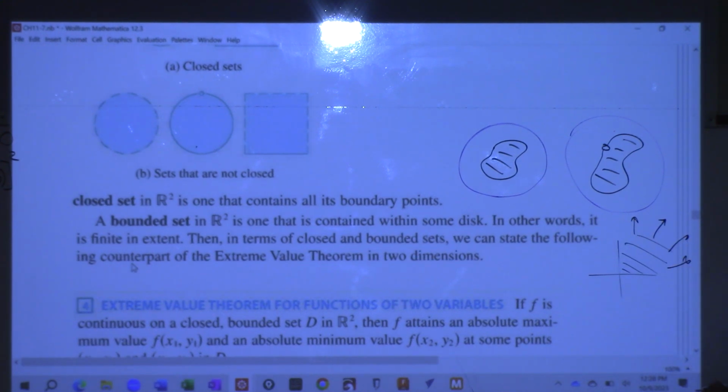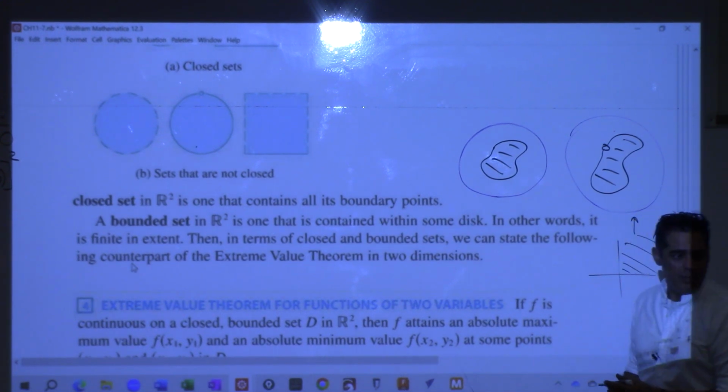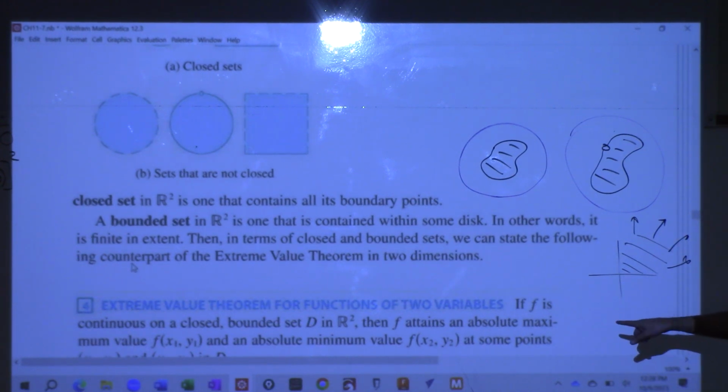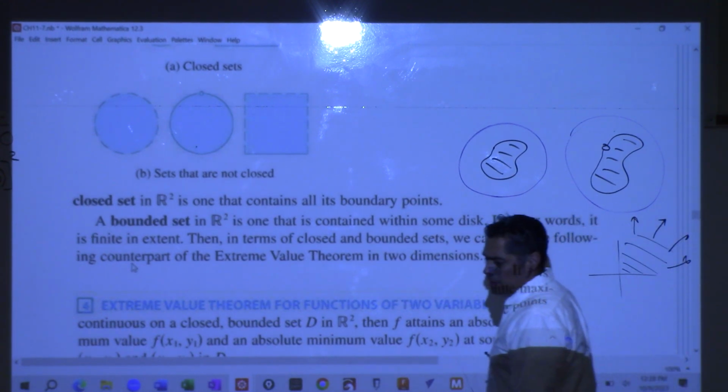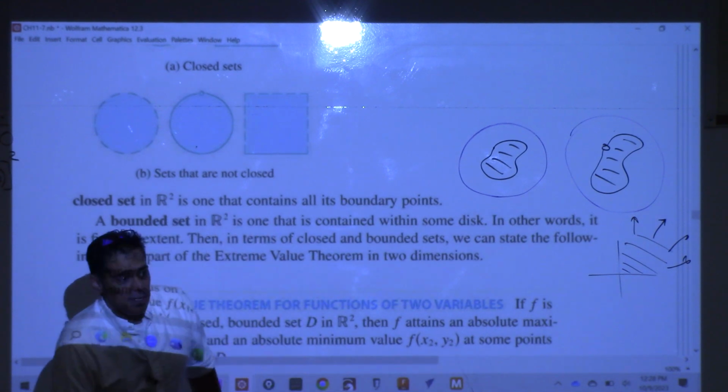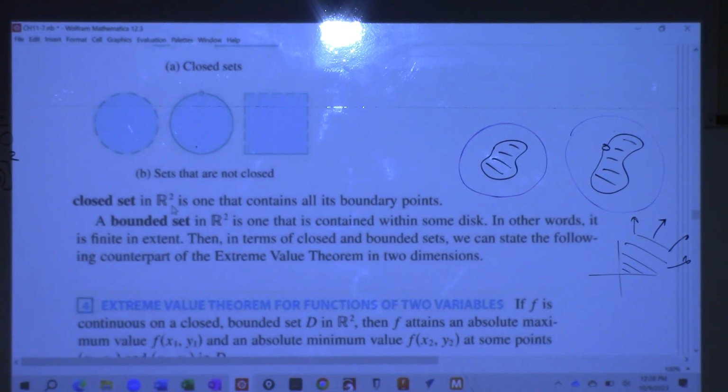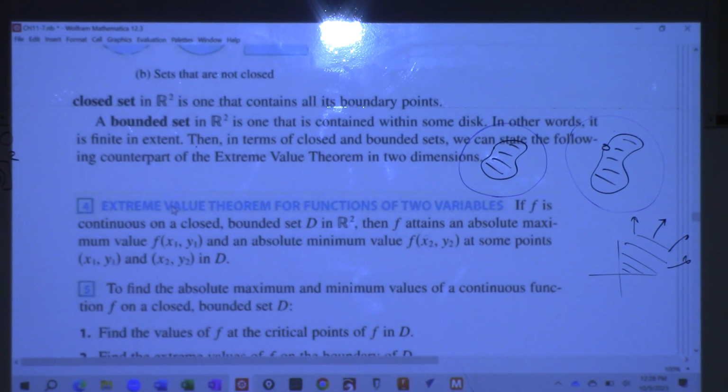All right, they're just two different ideas. I want to make sure you understand they're two different ideas. Now, the theorem we're going to have is only applicable to closed bounded regions, or closed bounded sets. All right, closed bounded sets.